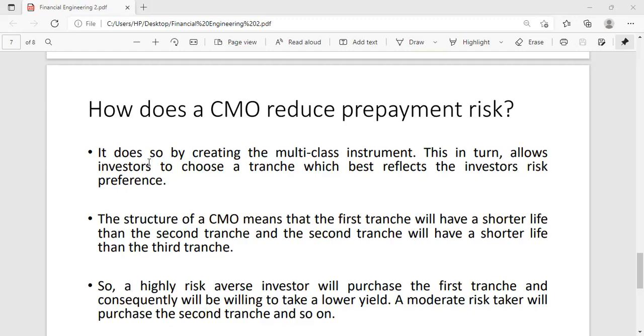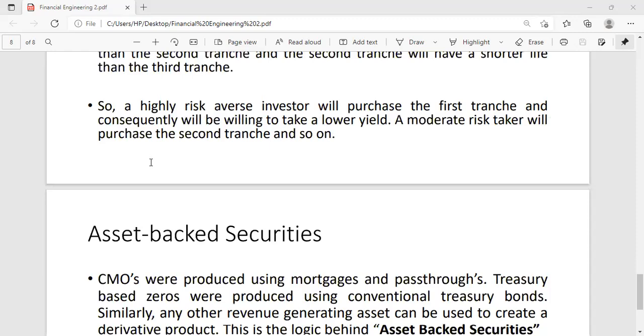So the higher risk averse investors will purchase the first tranche and consequently be willing to take a lower yield, and the moderate risk taker will purchase the second tranche, and so on. You are adjusting your risks along with the payments of the tranches, so you can reduce the prepayment risk here because you are taking positions in separate tranches.